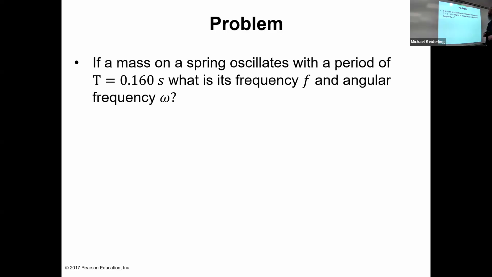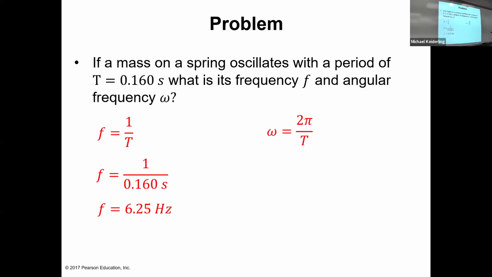So if a mass on a spring oscillates with a period of 0.16 seconds, what is the frequency f and angular frequency omega? Well, let's start with the frequency. The frequency is 1 over the period. 1 over 0.16 seconds is 6.25 hertz. For inverse seconds, you could write it as hertz. That's what the unit hertz is.